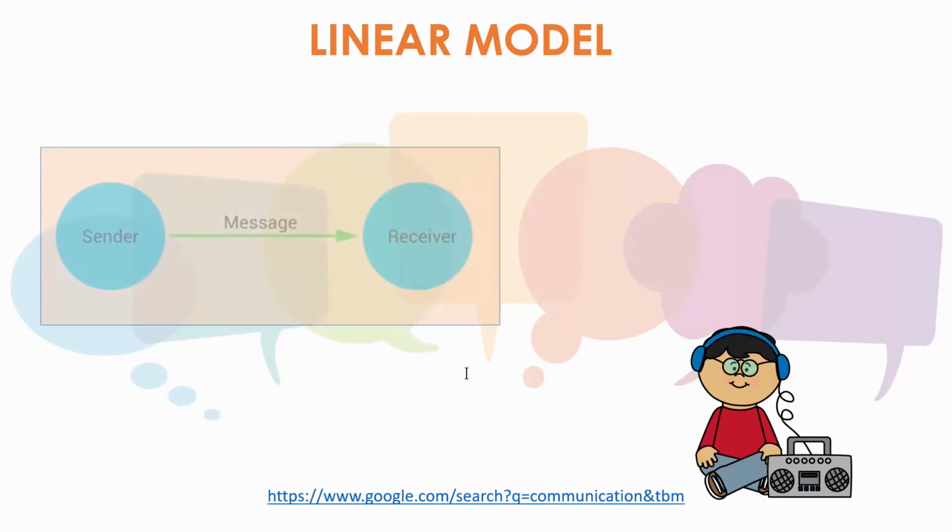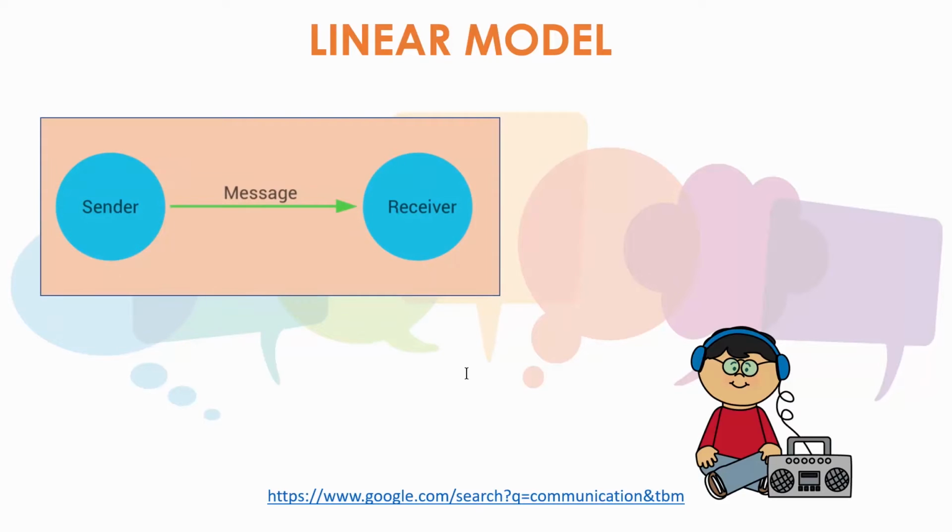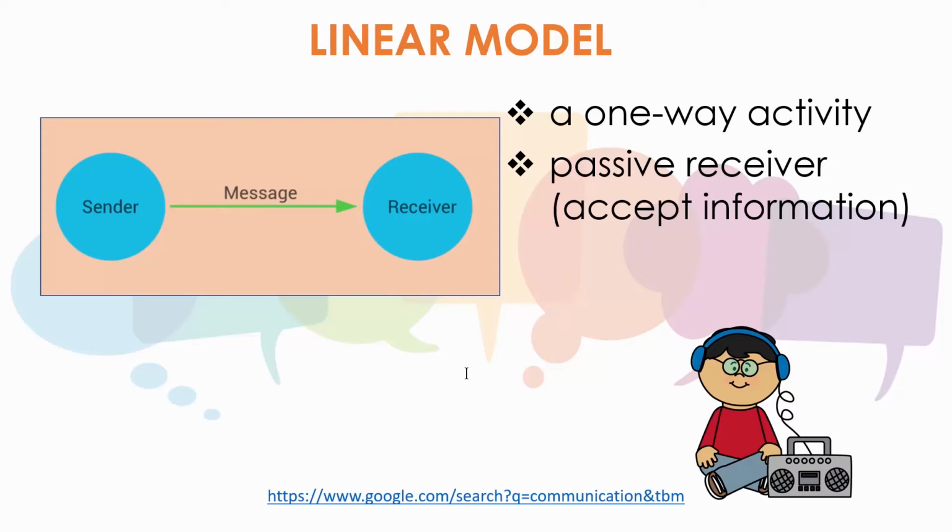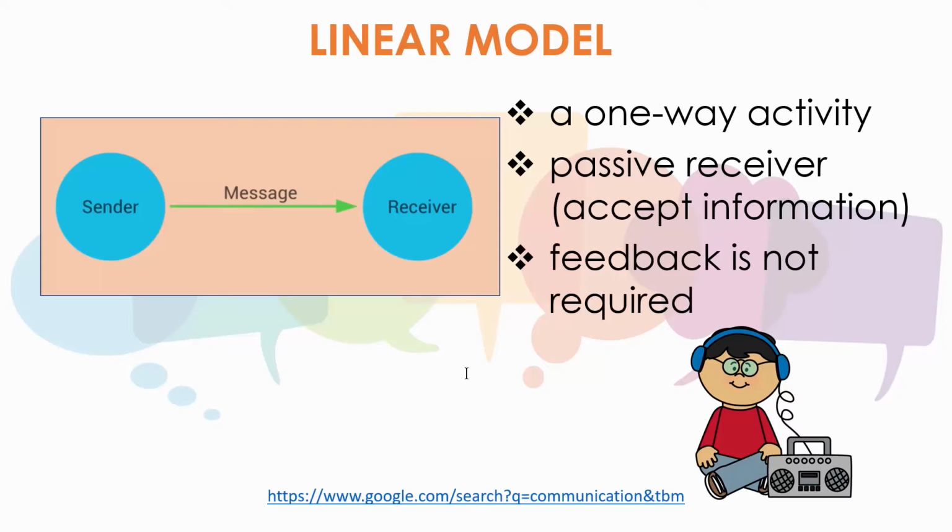The linear communication model presents communication as a one-way activity in which information flows from the sender to the receiver. This process shows only a passive receiver. Feedback is not a requirement, and the role of the receiver is only to accept information. An example of this is listening to the radio. In listening to broadcast media, the flow of communication is only one way. The receiver of the message does not need to provide the sender with feedback.